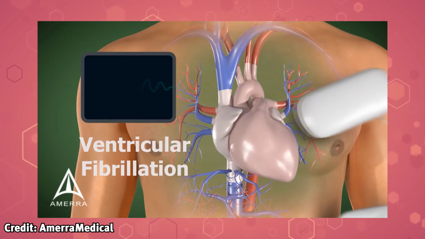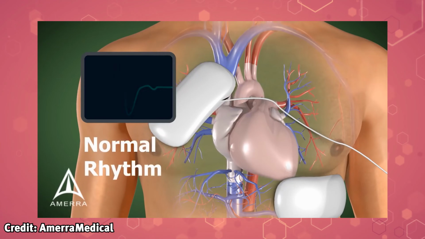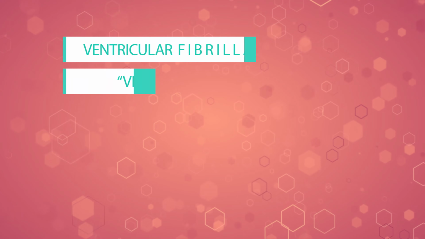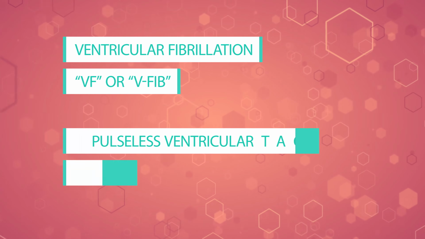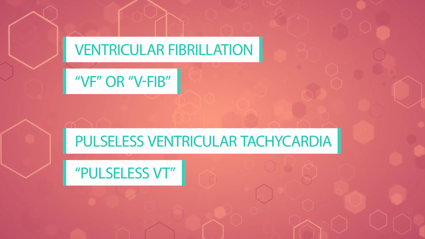The shock from an AED is used to correct abnormal electrical disturbances causing irregular heart rhythm, which reestablishes normal heart function. The AED is programmed to recognize and shock two types of abnormal heart rhythms: ventricular fibrillation, VF, and pulseless ventricular tachycardia, pulseless VT.